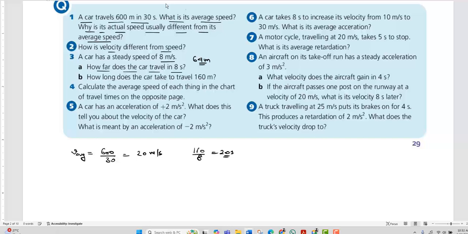Nice. Fourth, calculate the average speed of each thing in the chart of the travel time on the opposite page. We will go to this later. Fifth question. A car has an acceleration of 2 meters per second square. So it's positive, plus 2 meters per second square.